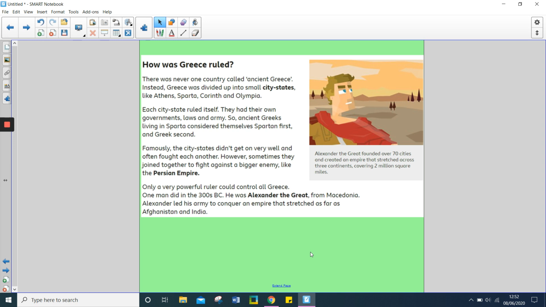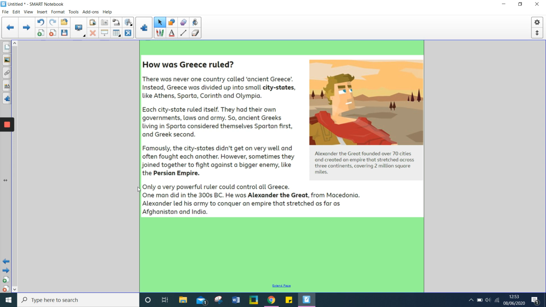There was never one country called ancient Greece. Instead, Greece was divided up into smaller city-states, like Athens, Sparta, Corinth, and Olympia. Each city-state ruled itself. They had their own governments, laws, and army. So, ancient Greeks living in Sparta considered themselves Spartan first and Greek second. Famously, the city-states didn't get on very well and often fought each other. However, sometimes they joined together to fight against a bigger enemy, like the Persian Empire.